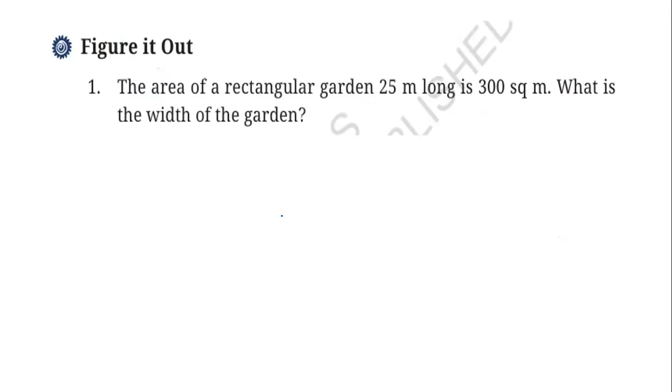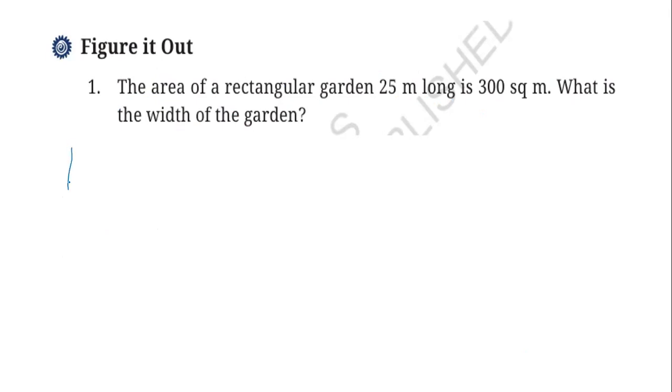Now, figure it out. First question. Area of a rectangular garden 25 meter long is 300 square meter. What is the width of the garden?